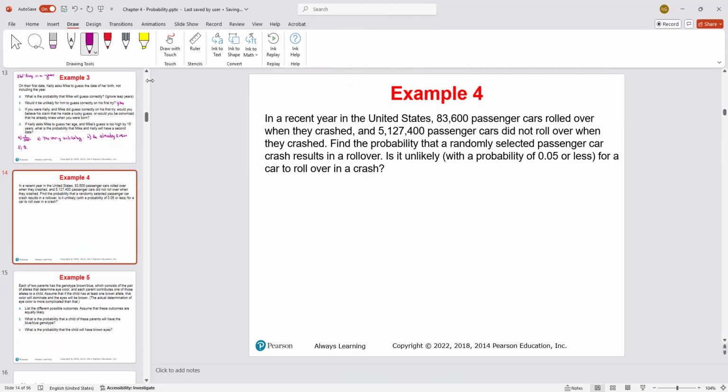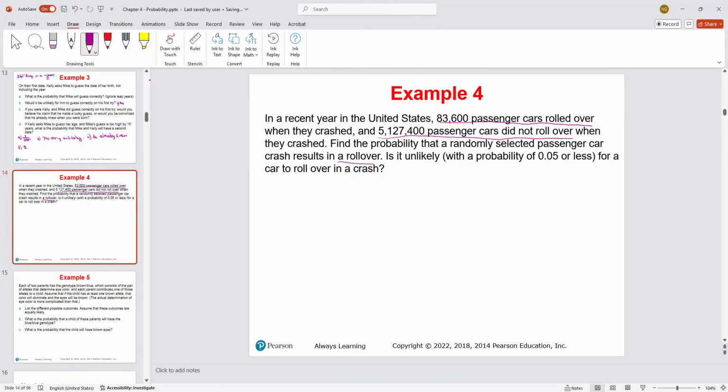All right. Now let's see another example, because we pick up a few examples like this. In a recent year in the United States, 83,600 passenger cars rolled over when they crashed, and 5,127,400 passenger cars did not roll over. Find the probability that a randomly selected passenger car crash results in a rollover.